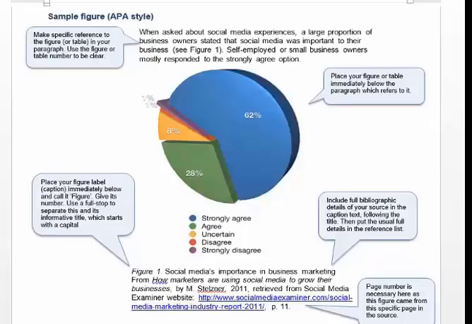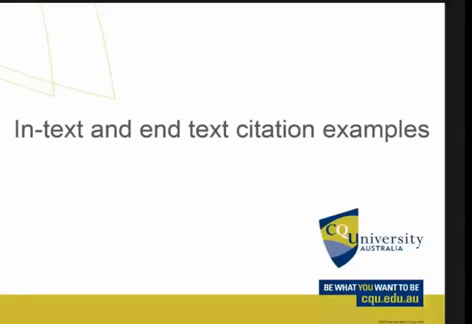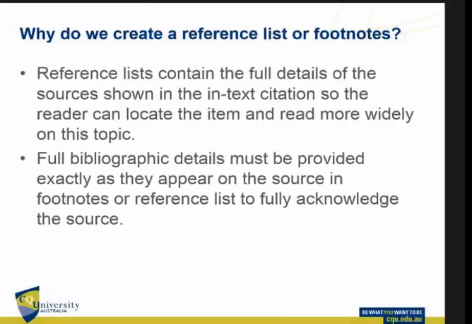Let's go back and have another look at what needs to go in a reference list. So we've talked a bit about in-text citations. Let's have a look more closely at end-text citations or reference lists and footnotes. As I mentioned, you need to be able to collect as much information as you can in order to allow the reader of your work to find where it came from. Most of that will go in the reference list or the footnotes. We call them full bibliographic details, and they must connect with what is in text, as we saw.